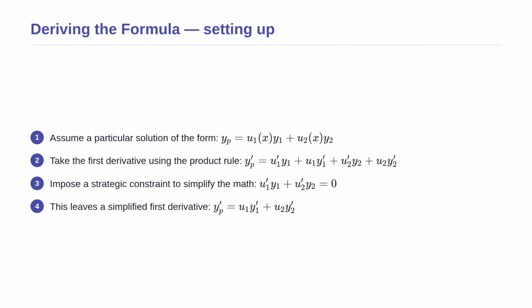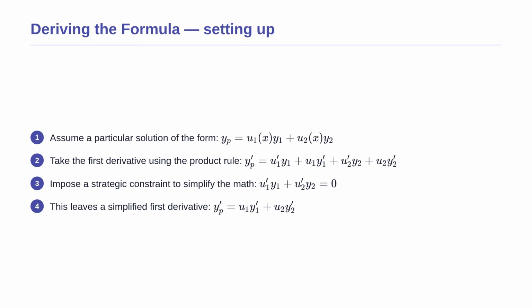Now that you have successfully used the formula twice, let us look under the hood and prove exactly where it comes from. We begin our derivation by proposing that the particular solution looks just like the complementary solution, but with variable functions instead of constants. To plug this into our differential equation, we need its derivatives. We take the first derivative using the product rule, which generates 4 separate terms.